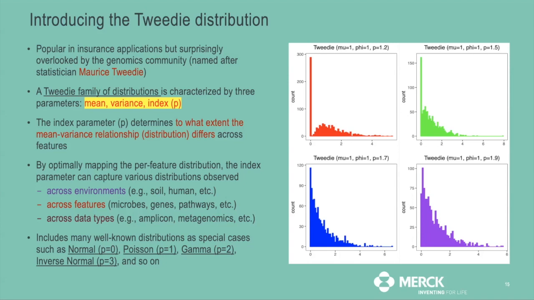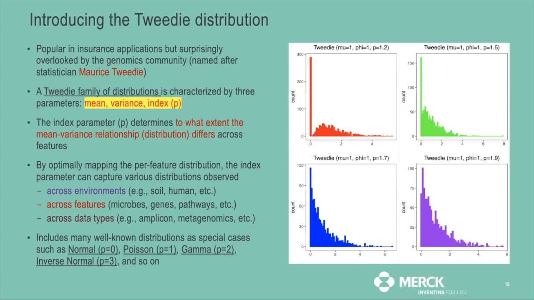And that's where I think challenges begin, because if you take a model developed for the human microbiome and try to apply it to soil, for example, or some other environment, sometimes the results don't make sense, or there is not enough power because of the differences in the environment. Similarly, across features, depending on whether we're talking about microbes, genes, or pathways, the amount of zero inflation and the distribution differ a lot, as well as across data types. Depending on whether we're talking about amplicon versus metagenomics, the zero inflation and other distributional properties vary a lot. So the good part is that we have this Tweedie distribution.